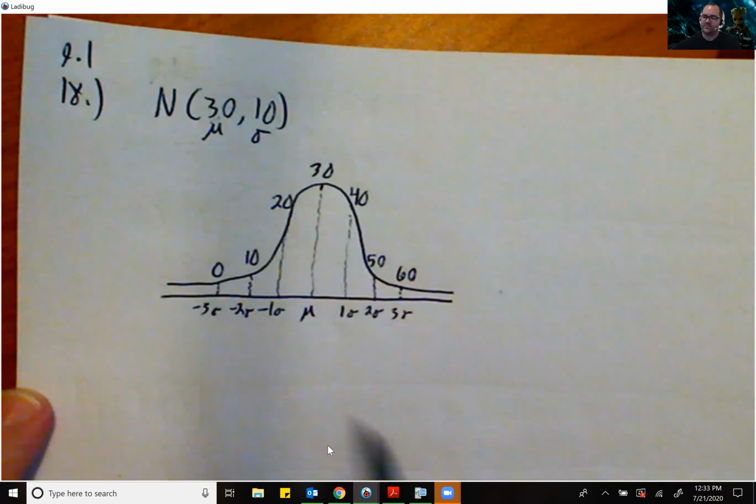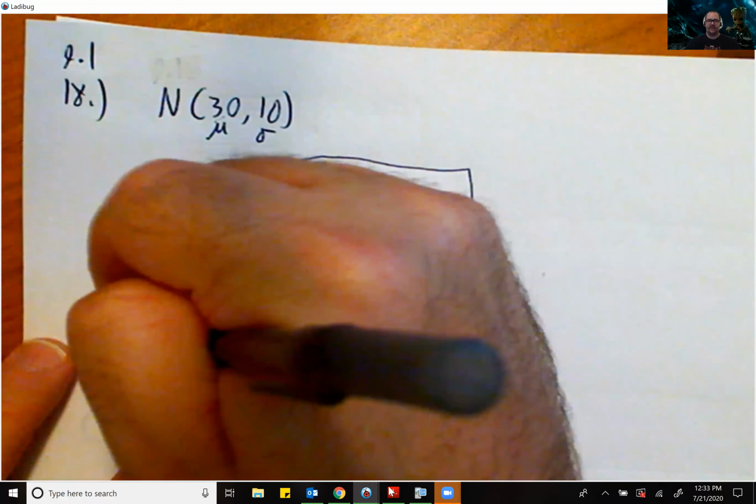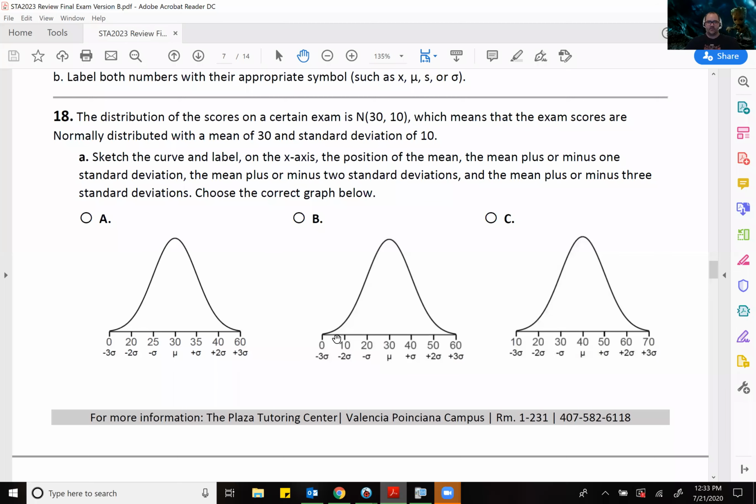That's the one that we want, which in our case will be this one right here, B. Because if you look at this one, it put 40 in the middle, and that's not true. This one put 30 in the middle, but it's counting by 5s, and that's not true. So it's this one right there, B. All right, so that's part A.